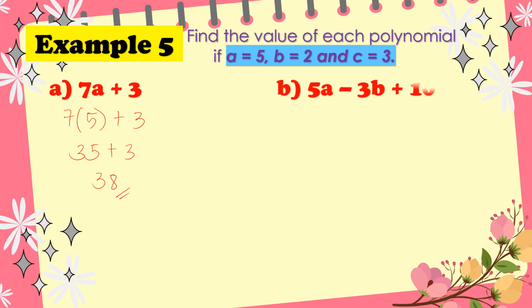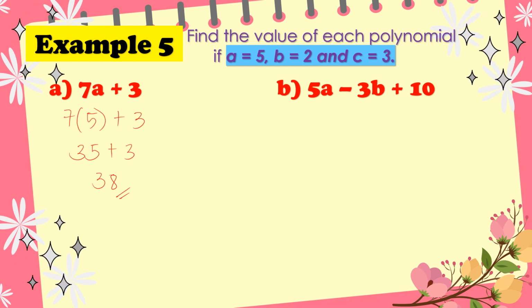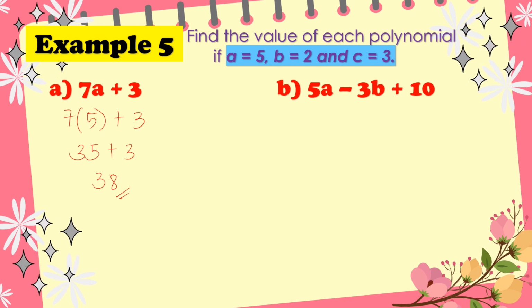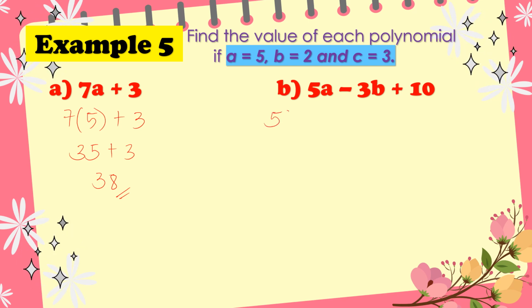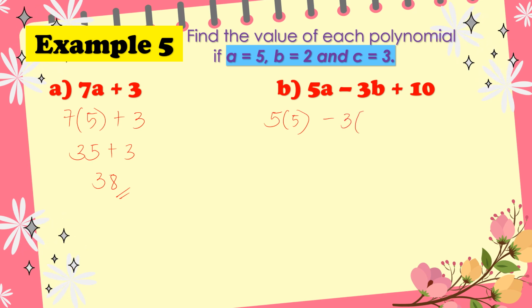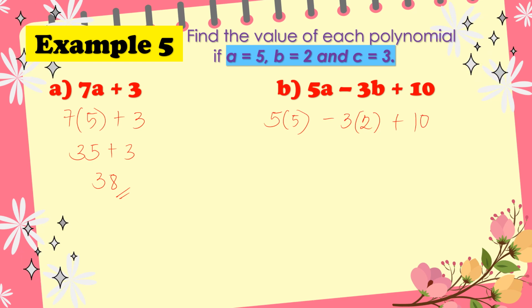For the second polynomial, we have 5a minus 3b plus 10. So, dalawang variable yun nandyan, si a and b. Ang value ni a is 5, ang value ni b is 2. So, isubstitute natin. So, that would be 5 times 5 minus 3 times the value of b is 2. And then, copy natin yung plus 10.